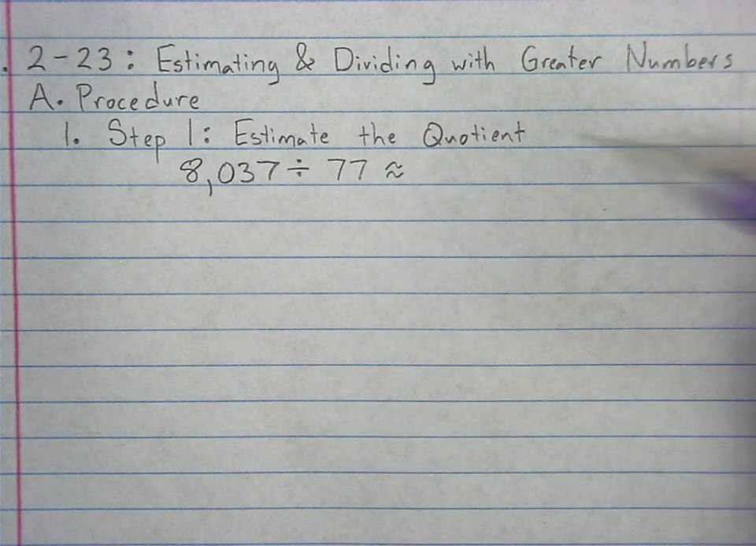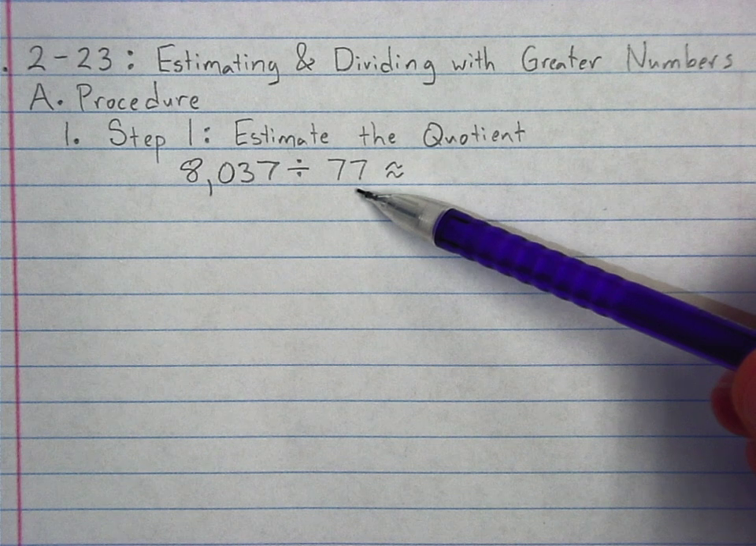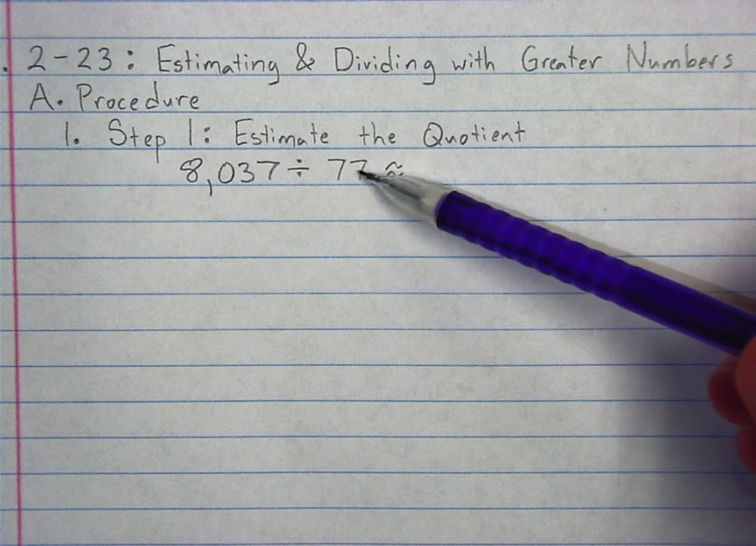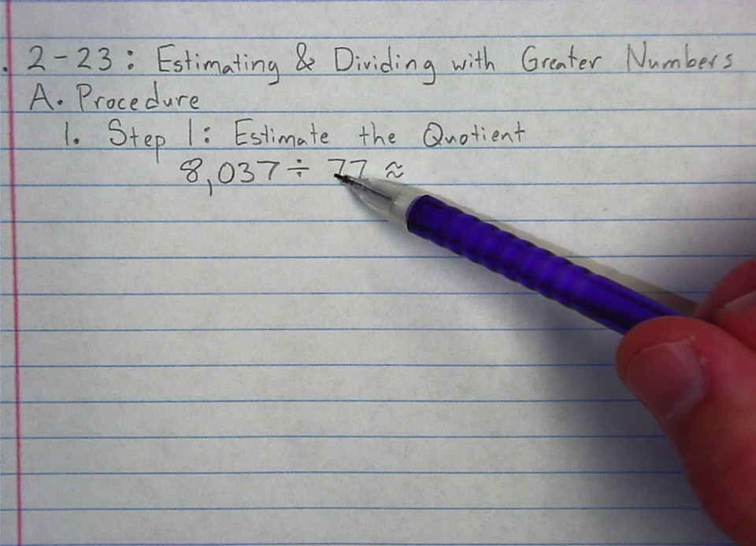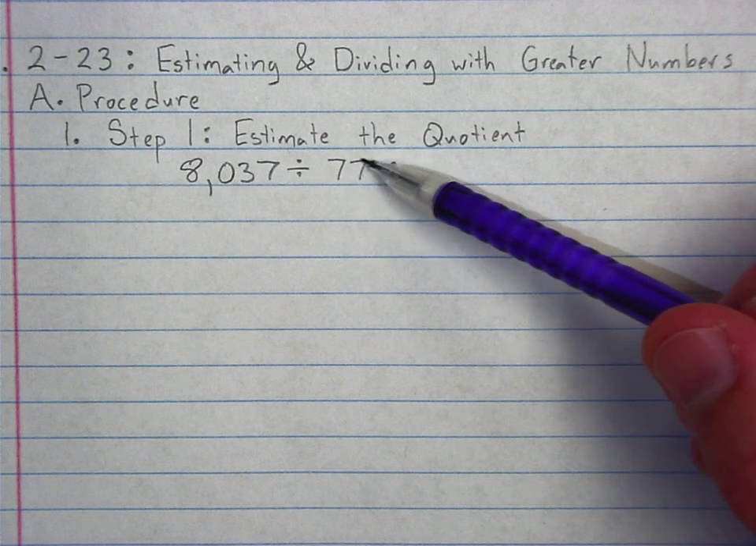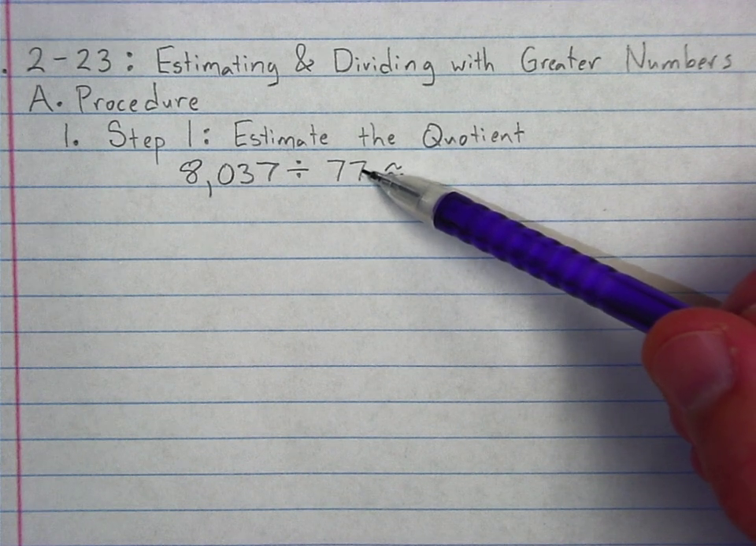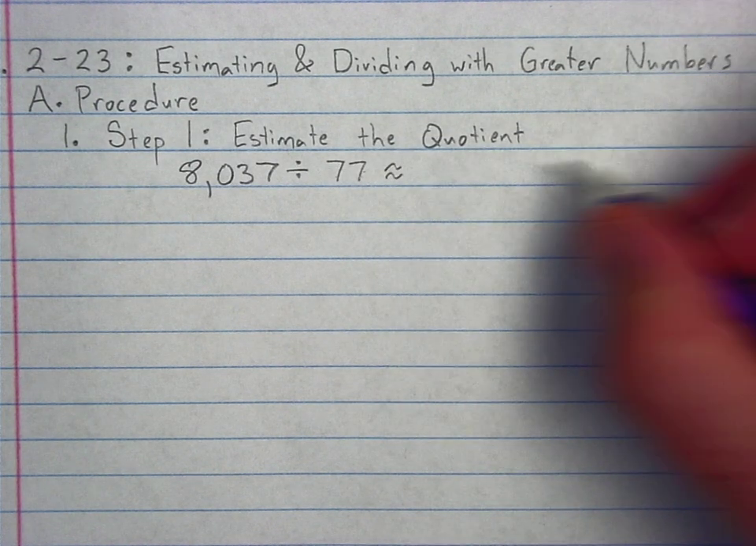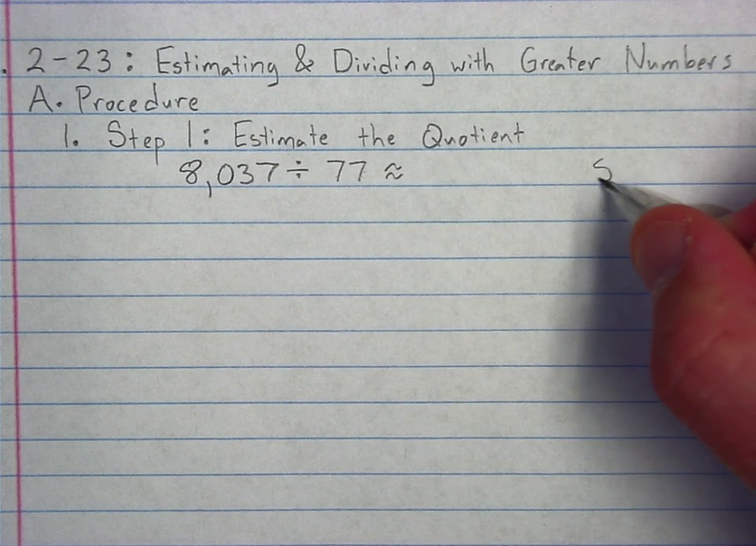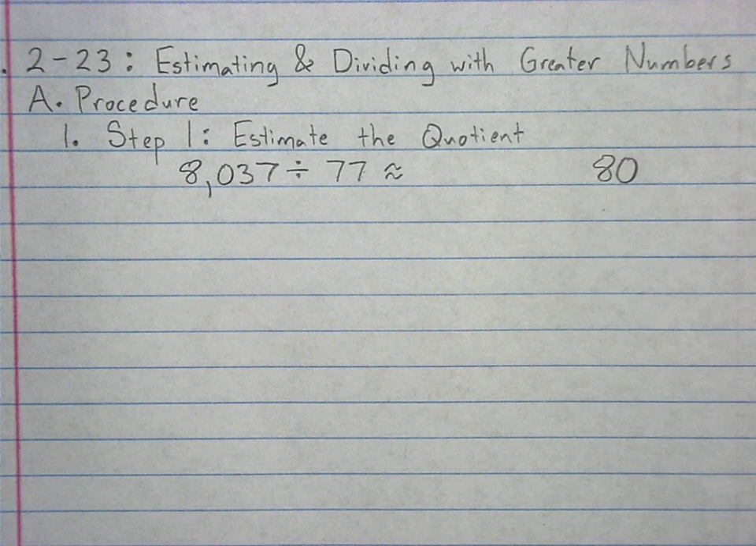I start the same way I've been starting. I look at the divisor. 77, I would round that the way I normally would. Round to the nearest 10, the greatest place value. Look next door, neighbor says, hey, I'm 5 or more, you must soar. So 77, give myself plenty of room, 77 will become 80.